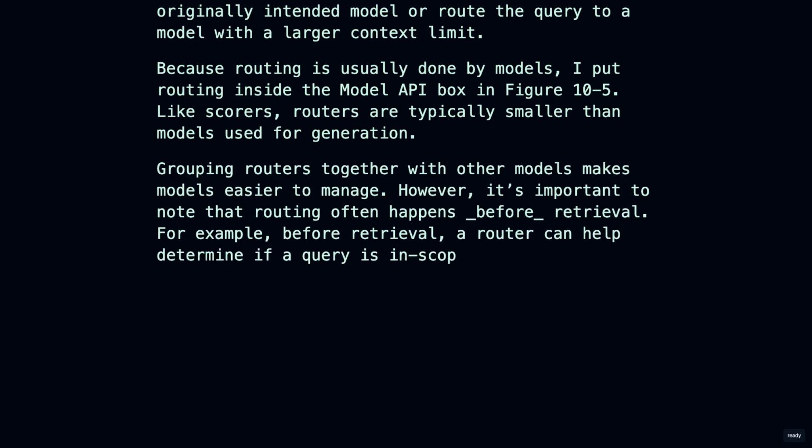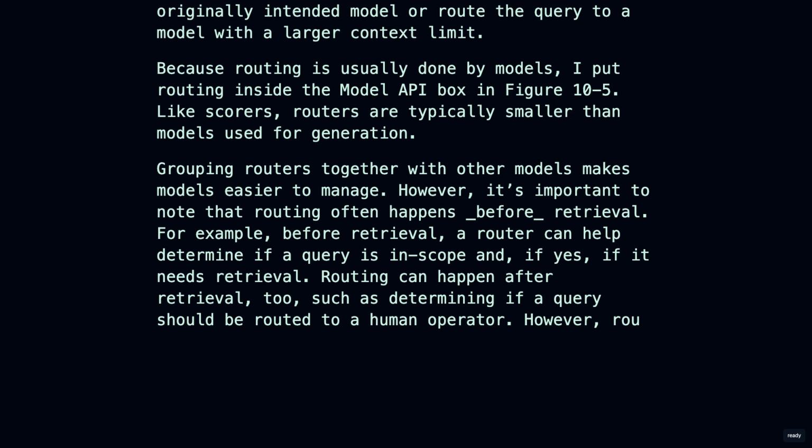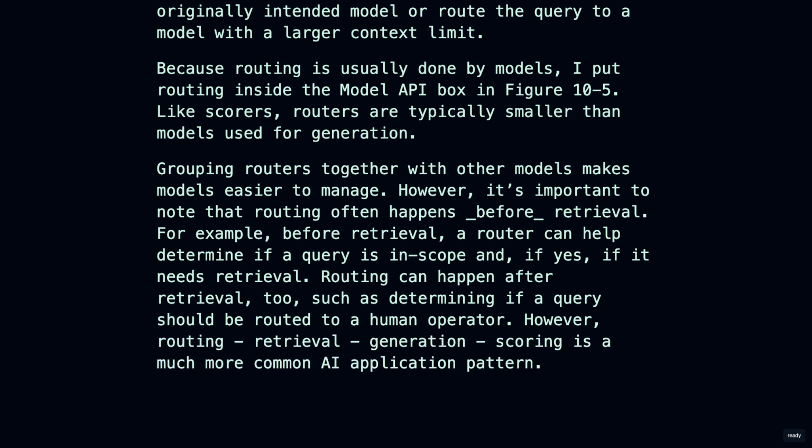However, it's important to note that routing often happens before retrieval. For example, before retrieval, a router can help determine if a query is in scope and, if yes, if it needs retrieval. Routing can happen after retrieval, too, such as determining if a query should be routed to a human operator. However, routing, retrieval, generation, scoring is a much more common AI application pattern.